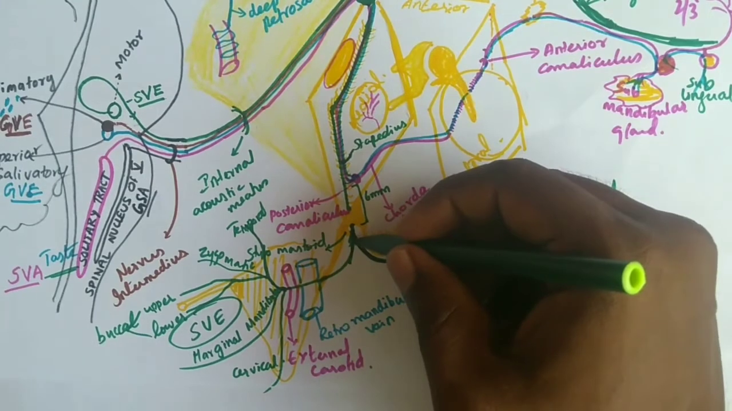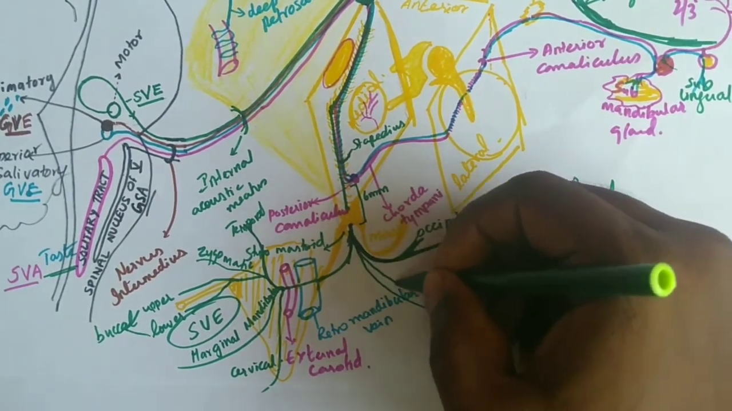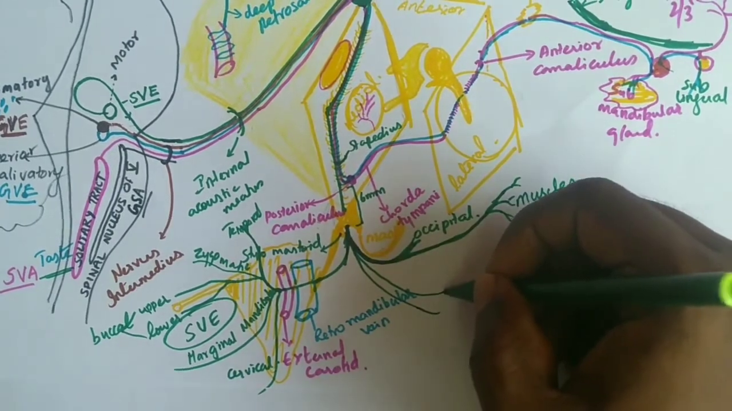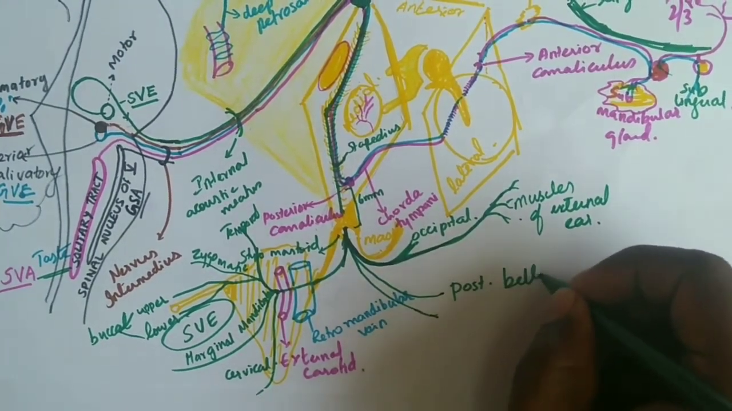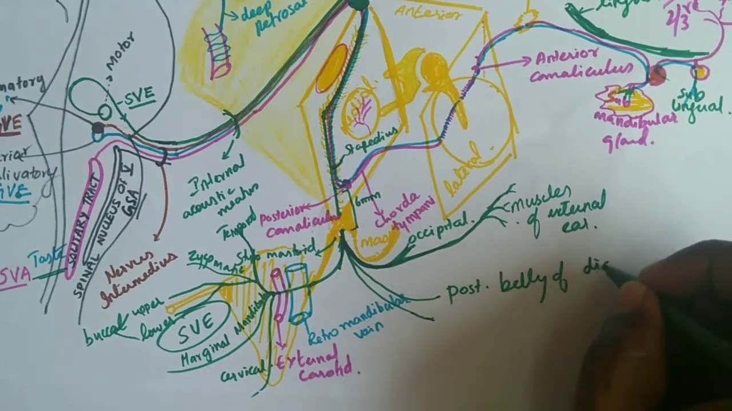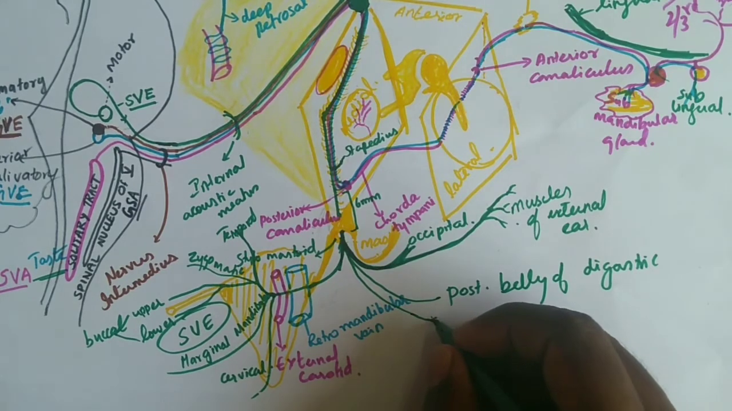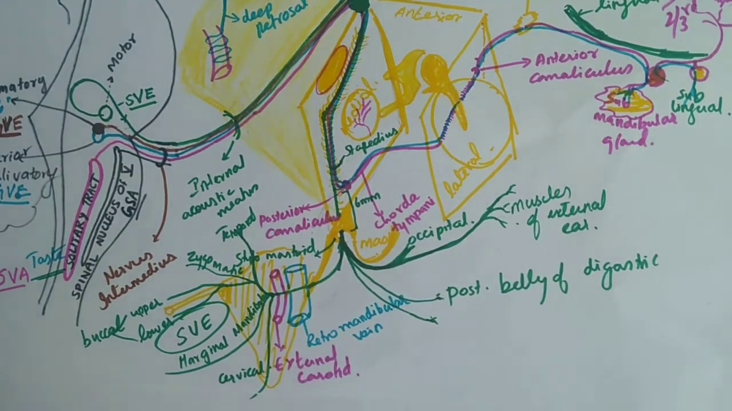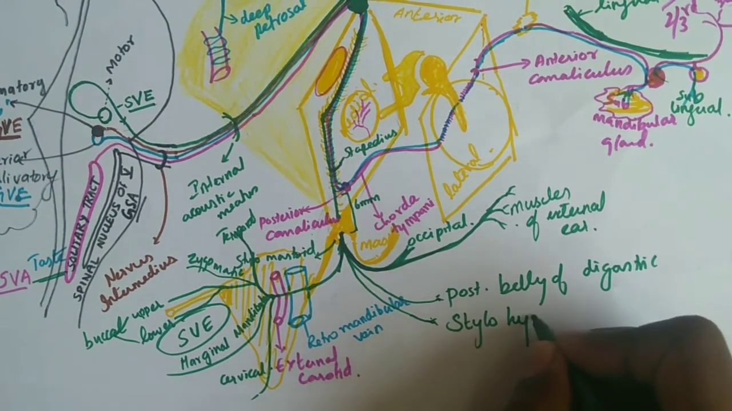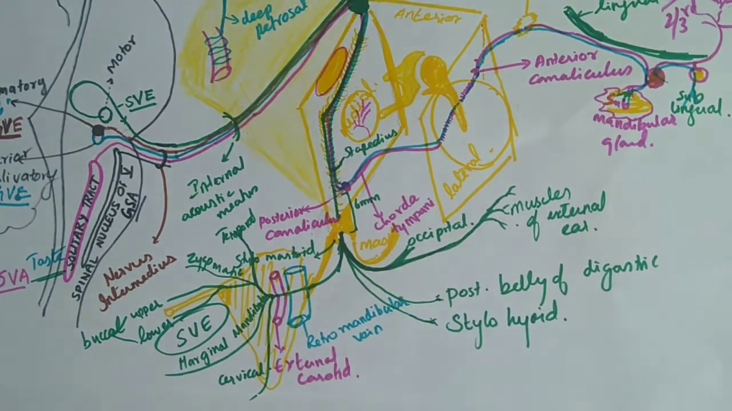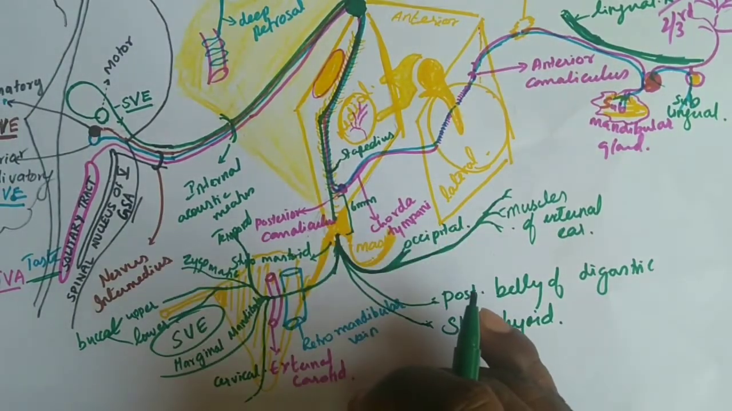Next there are 2 more branches which are motor. Again, it will be supplying the posterior belly of digastric and the stylohyoid muscle. These are the terminal branches after it comes out of the cranial cavity.